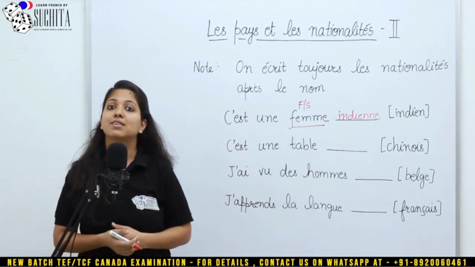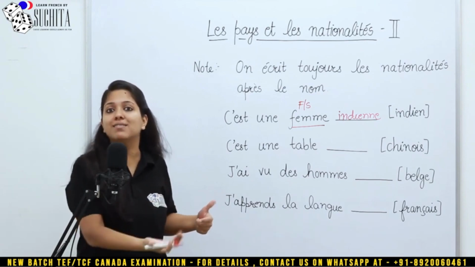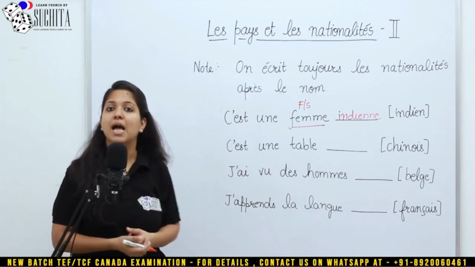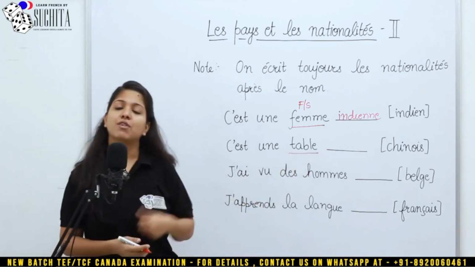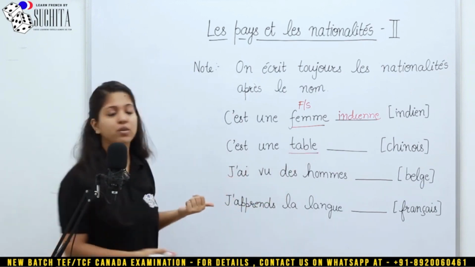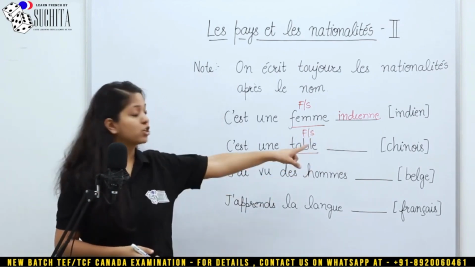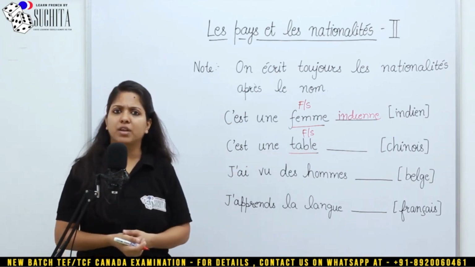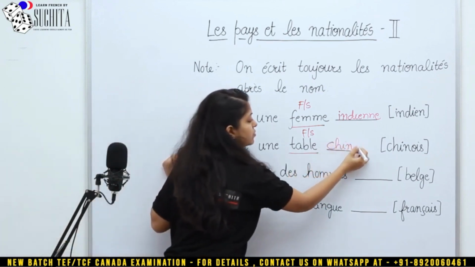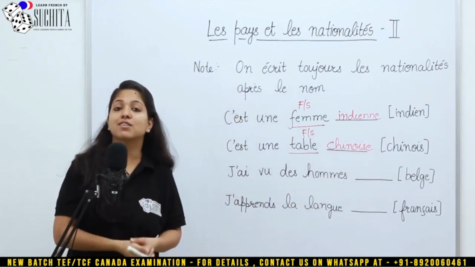Okay, let's look at the second example. C'est une table. This is a table, Chinese. So in French you say this is a table Chinese, but in English you say this is a Chinese table. Now you're using Chinese for which word in the sentence? You're using it for table. Now, table, c'est féminin ou c'est masculin? C'est une table, alors c'est féminin et c'est singulier. So you have to write the feminine singular version of the nationality chinois. How would you write its feminine? You will write it by putting an E. And it becomes c'est une table chinoise. This is a Chinese table.